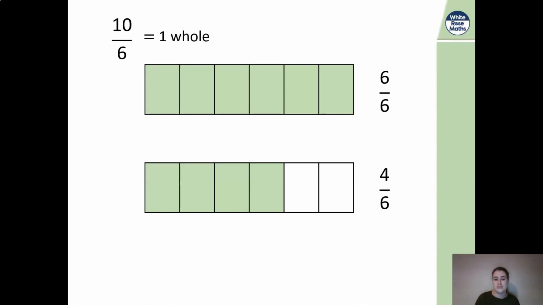So I have 1 whole. But then I need to count the fraction of what else is shaded. So I have my 1 whole here, but then I've got 4/6. So I need to add the 4/6. And I'd write that with my fractions. So I'd do my big 1, and then I would write my 4/6. So that tells me I've got 1 whole and 4/6.